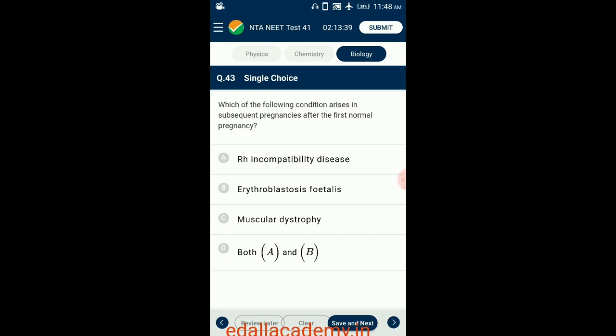This means the mother has become sensitized and her antibodies may cross the placenta and attack the baby's blood. Such an attack breaks down the fetus's red blood cells, creating anemia, generally called a low number of RBC. This condition is called hemolytic disease or hemolytic anemia. So the answer for this question is both option A and B are correct. So the correct option is D.